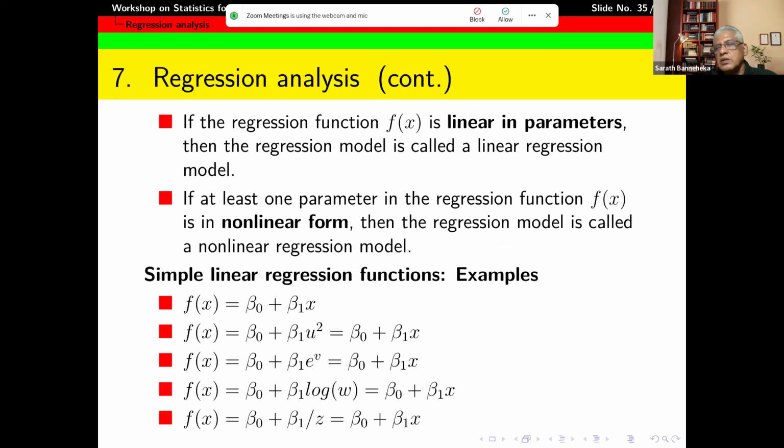So what is regression analysis? In regression analysis, what we do is try to find a mathematical relationship, right? Earlier in the correlation analysis, we found out whether there are relationships and what kind of relationships. In regression analysis, once we find that there is some relationship, we try to find a mathematical formula to describe that relationship.